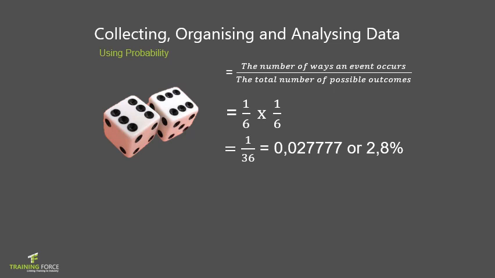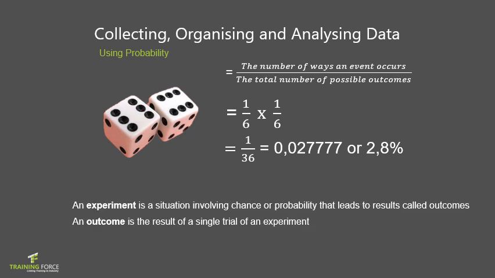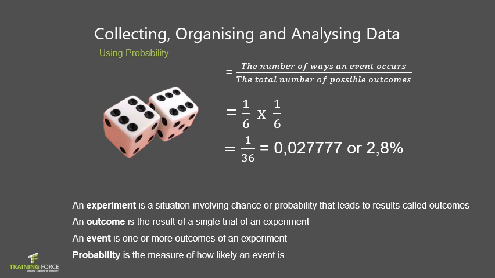An experiment is a situation involving chance or probability that leads to results called outcomes. An outcome is the result of a single trial of an experiment. An event is one or more outcomes of an experiment. Probability is the measure of how likely that event will happen. So if we look at an event, in the example for the dice, we discussed just an outcome because we only took one example. We only took it if we threw the dice once. But if we threw the dice, let's say 6 times or 10 times, okay, then we'll take all the results of each time, and then we go and calculate the probability again using that data.